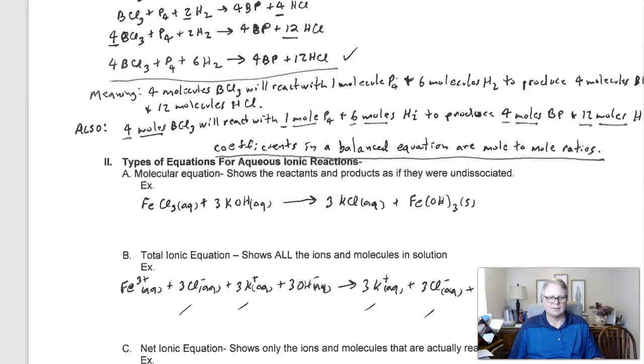Hello, welcome back. Before we get moving on something new here, I want to go back just a second to those equations that we balanced. Let's talk a little bit about that. You'll remember we balanced this equation. It looked like this: 4 BCl3 plus P4 plus 6 H2 goes to 4 BP and 12 HCl.